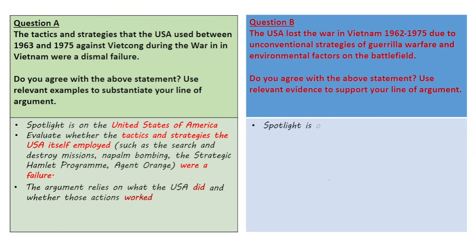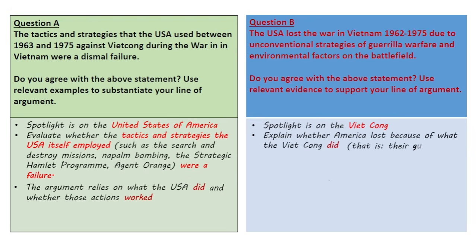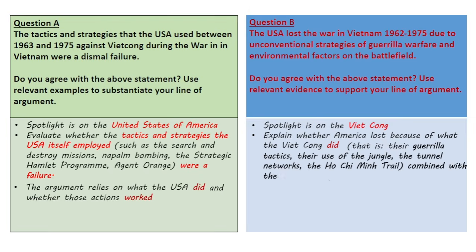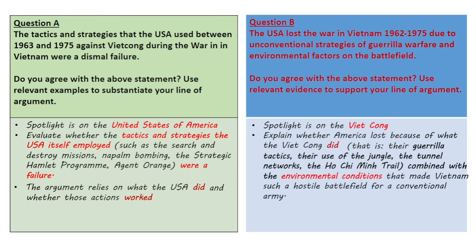Question B shifts the spotlight to the Viet Cong. It asks you to explain whether America lost because of what the Viet Cong did, that is, their guerrilla tactics, their use of jungle, the tunnel networks, the Ho Chi Minh Trail, combined with the environmental conditions that made Vietnam such a hostile battlefield for a conventional army. Now, let's demonstrate how the same facts can serve two completely different purposes.